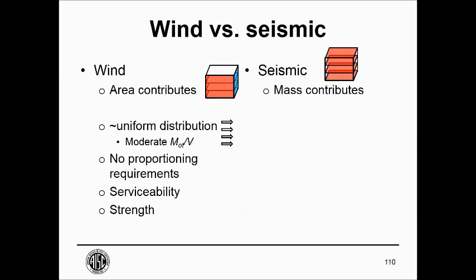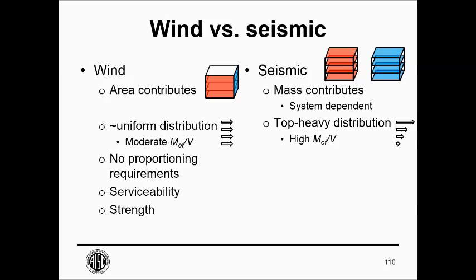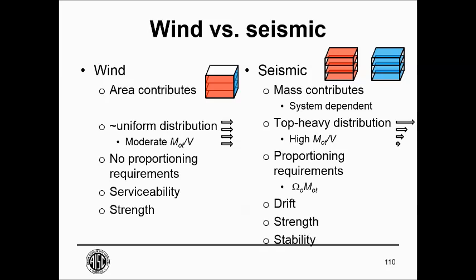For seismic, the mass contributes, but also the system. So even though you have the same mass for loading in different directions, you may have different seismic systems, different periods, and therefore different base shears. It's a top-heavy distribution with a high overturning moment compared to the base shear. And there are proportioning requirements that usually apply to the overturning resisting elements as well. And so you can end up with very high overturning forces to design for in the seismic system compared to the wind system that has a similar base shear. There are drift limits and strength requirements and the stability requirement as well.